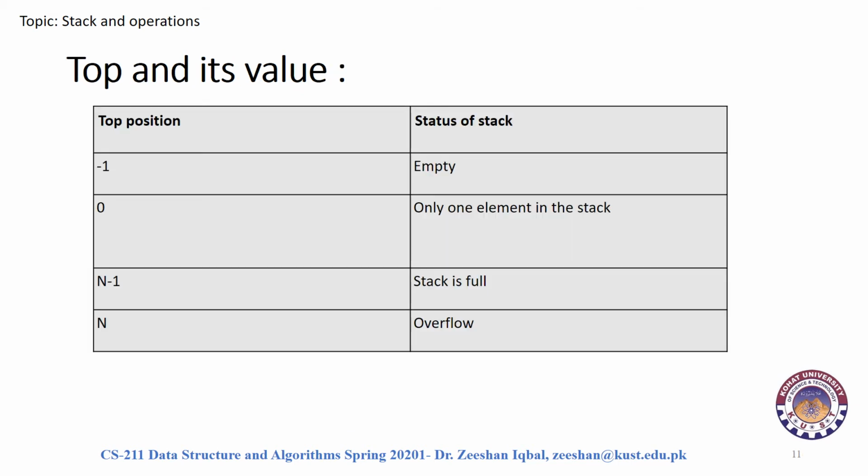Top values define the stack position. Here are some top values and their meaning. -1 refers to the emptiness of the stack, whereas 0 refers to only one element in the stack. N-1 is equal to the stack being full, and n signifies that the stack is overflown.